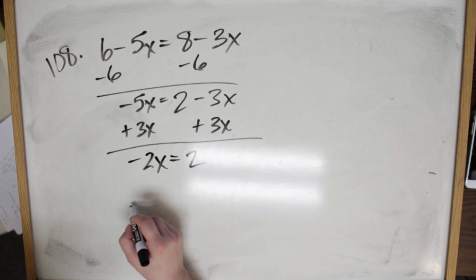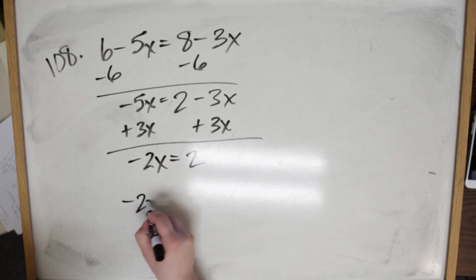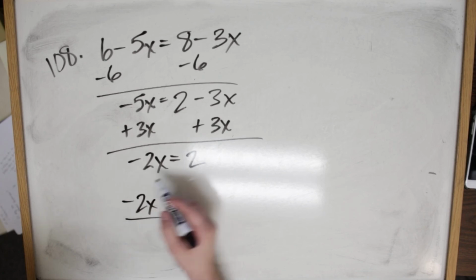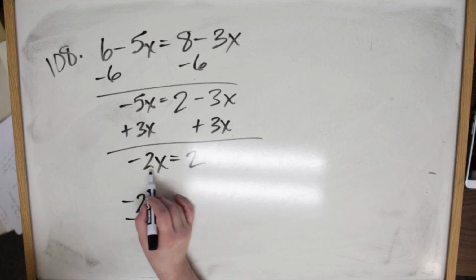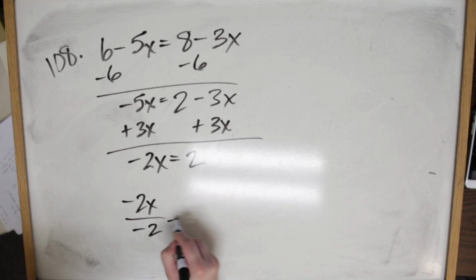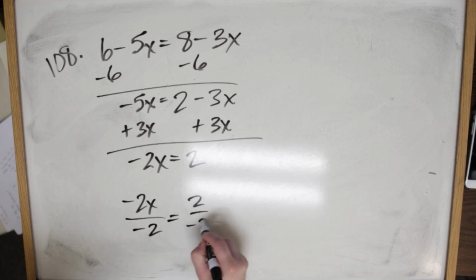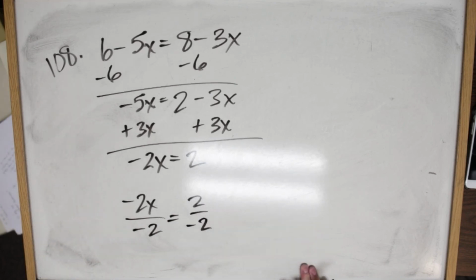So now I am going to have minus 2x divided by the coefficient that's in front, minus 2. So this is going to be 2 over minus 2. These are going to cancel out. I'm going to be left with an x. And 2 over minus 2 is going to be a minus 1. Okay, so that is the solution to this problem.